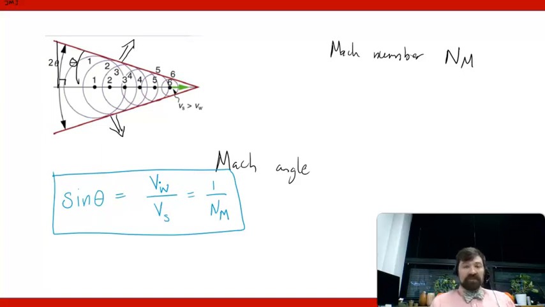And I think that's it for today's video. Hopefully you've learned a bit from it. It should be obvious, I should add, that this Mach angle is getting smaller and smaller the faster the source is moving. So a small Mach angle means a large Mach number. But that's it.